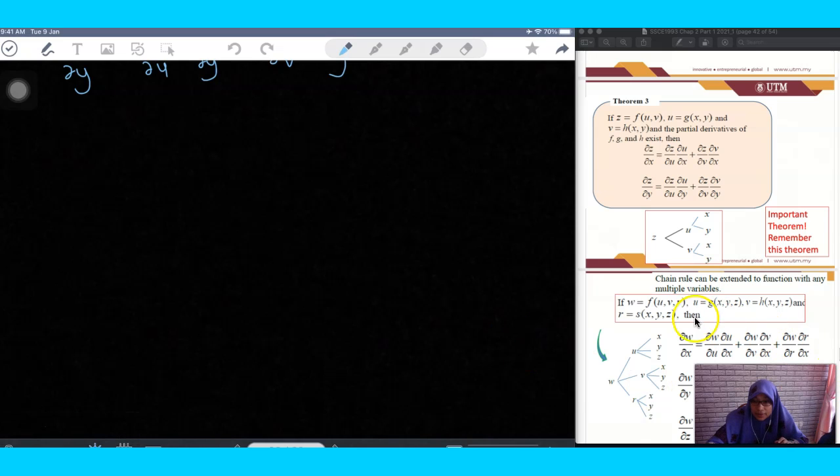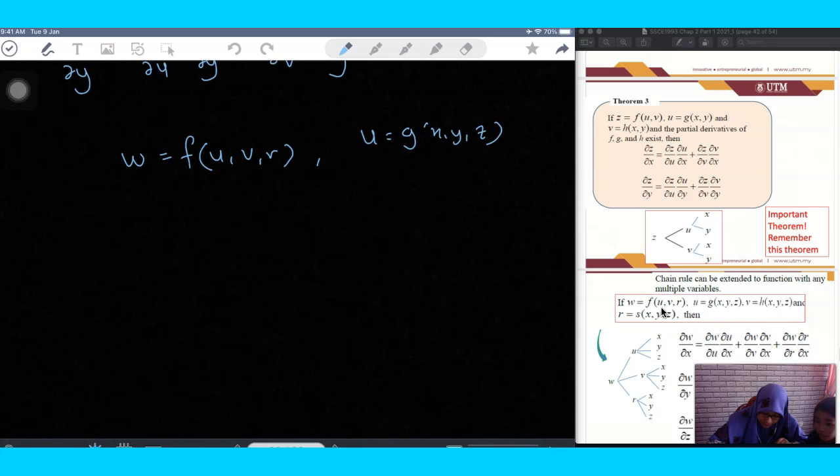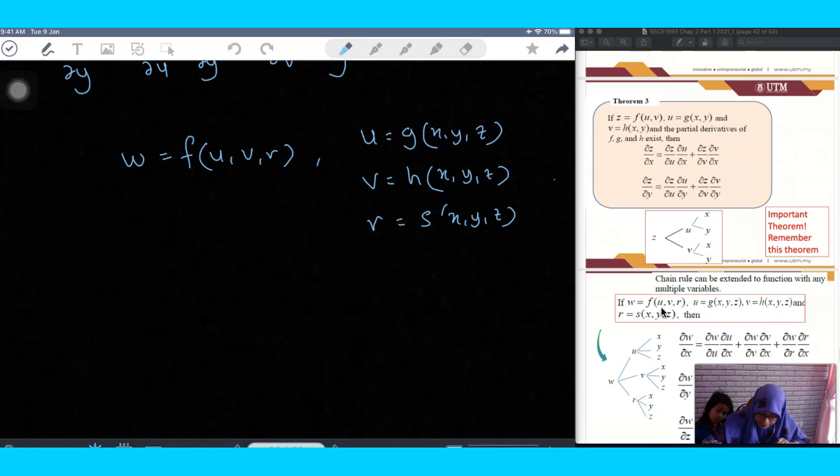Okay, so now based on this one in general. W is a function of U, V, R. And then your U is a function G, which is in terms of X, Y, Z. And then V is a function of H, also containing X, Y, Z. And then your R is another function, also in terms of X, Y, Z.